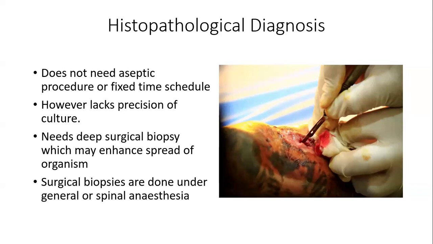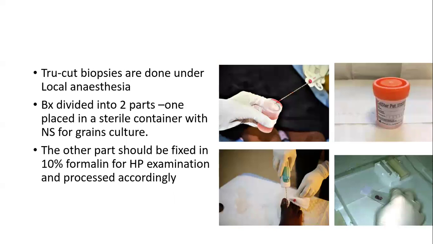And surgical biopsies usually are done under either general or spinal anesthesia. But regarding true cut biopsies, these are done usually under local anesthesia. And the biopsy actually is divided into two parts. One is placed in a sterile container with normal saline for grains culture. And the other part, of course, should be fixed in 10% formalin, formaldehyde, for histopathological examination. And then it will be processed accordingly.